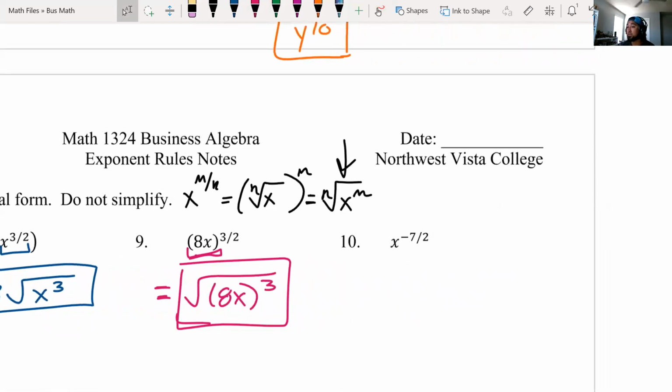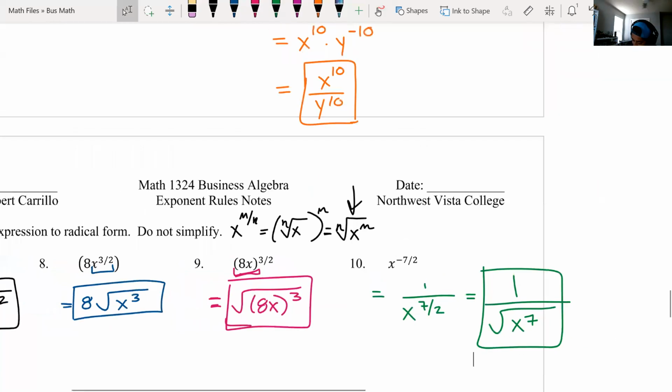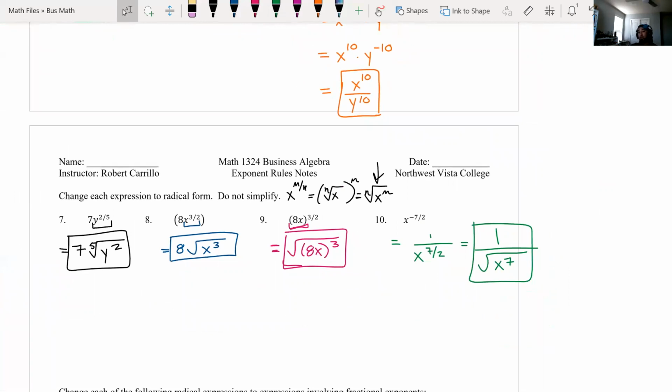Number 10. x to the negative 7 halves. So first thing we're going to use is the negative exponent rule. So this becomes 1 over x to the positive 7 halves. And now we're going to go from exponent to radical. So we're going to go to that final form again. And this is going to be 1 over the square root of x to the 7th. There it is. So that's going from rational exponent to radical. Just watch your parentheses.